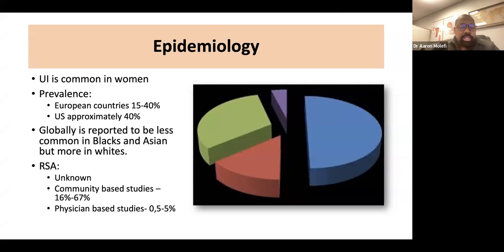In the South African context, we actually don't have data. There haven't been proper studies conducted. What we can quantify is from the community-based studies, whereby they identified between 16 and 67% of patients with urinary incontinence. And in physician-based studies, we have about 0.5 to 5% of patients with urinary incontinence.